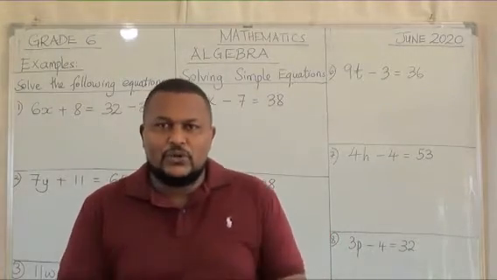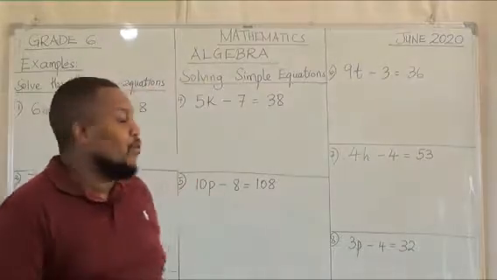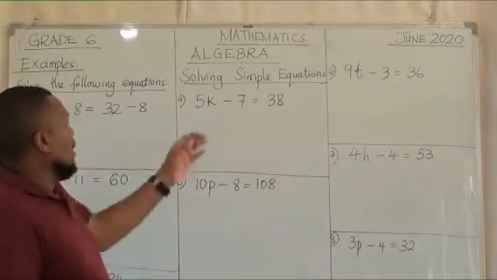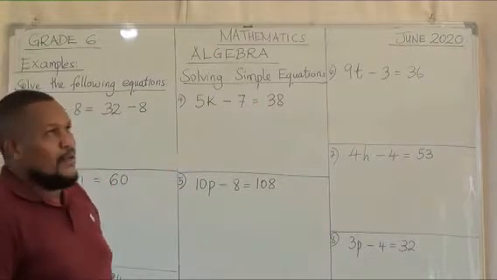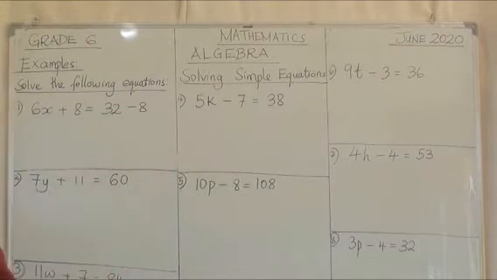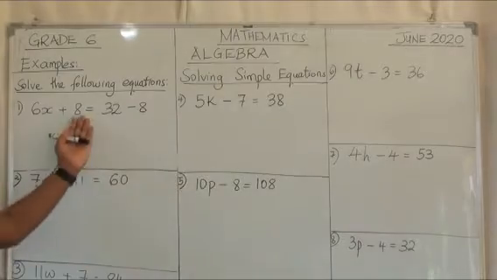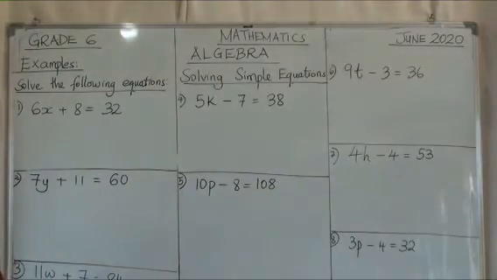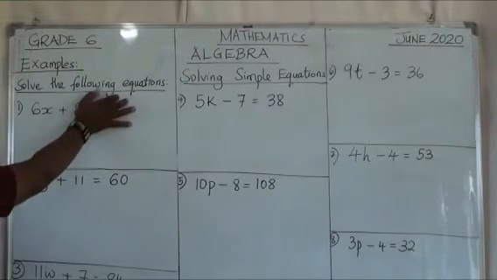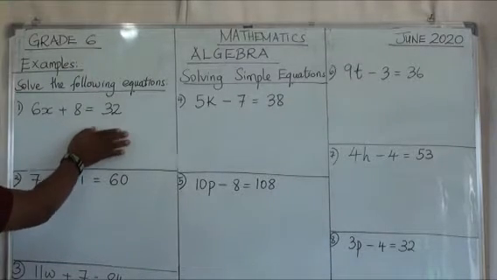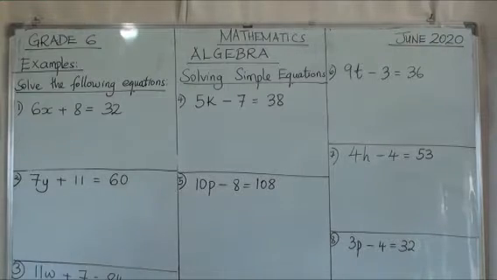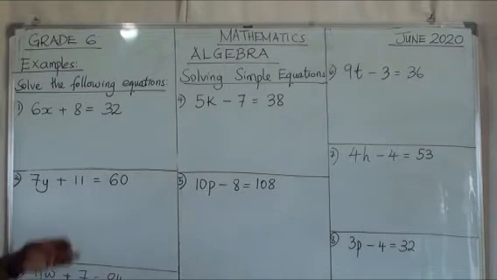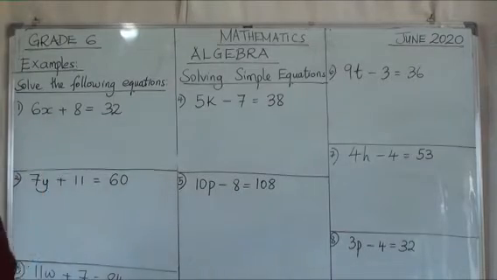As I continue, today we are going to solve simple equations. When we are talking about solving simple equations, remember the equal sign is involved, and that's why it becomes an equation. If we hide this, we have an expression. If we introduce that, it becomes an equation. Therefore, we are talking about solving equations.